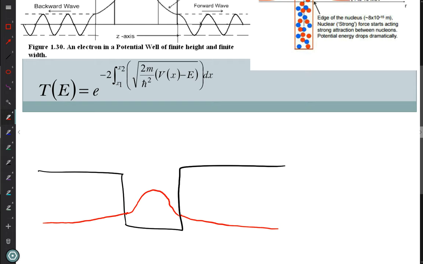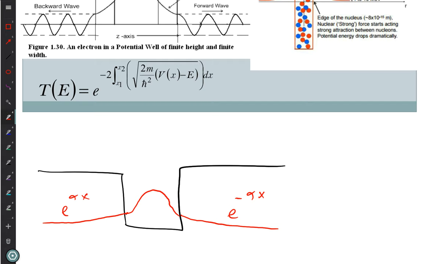It's something that follows e to the minus alpha x on this side and e to the alpha x on that side. The reason there's a minus on one side and not on the other is because x is positive on one side and x is negative on the other. So you have those exponential decays. But in quantum physics, we say if the wave function is not zero, there's a certain probability that the particle is out there. So there's a certain probability that the particle is outside of the box when it doesn't have enough energy to get out of the box.